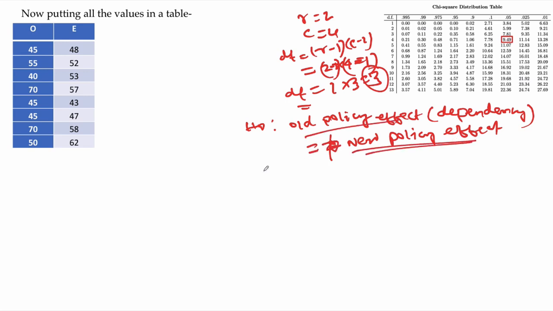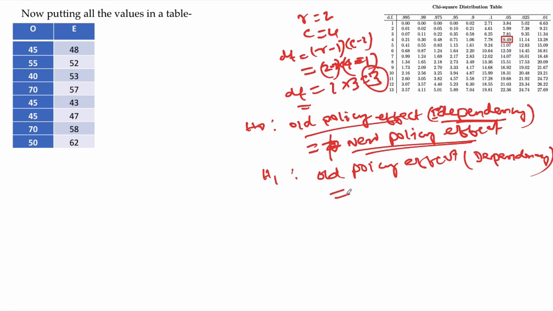Is it clear? Now what will be the alternate hypothesis? It will be not equal to, right? So old policy effect, this is independency. Now I am trying to find out the dependency. Dependency, clear, has an effect of the new policy.